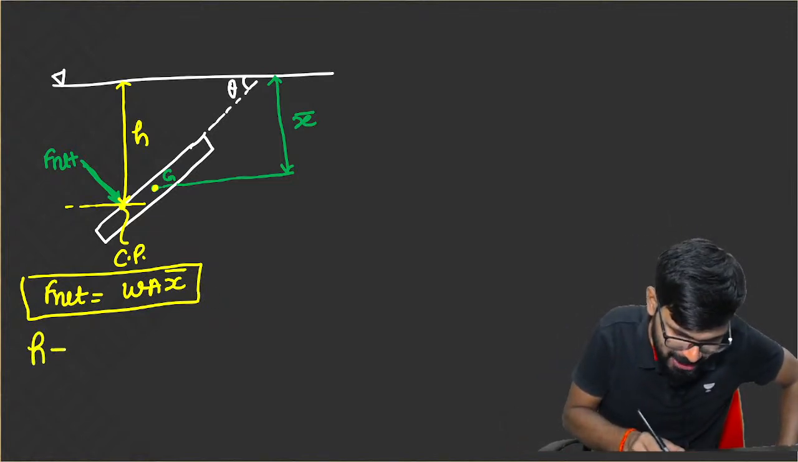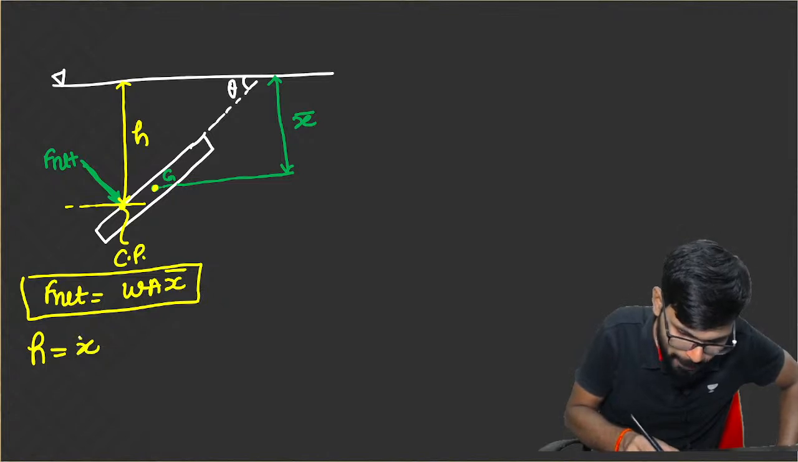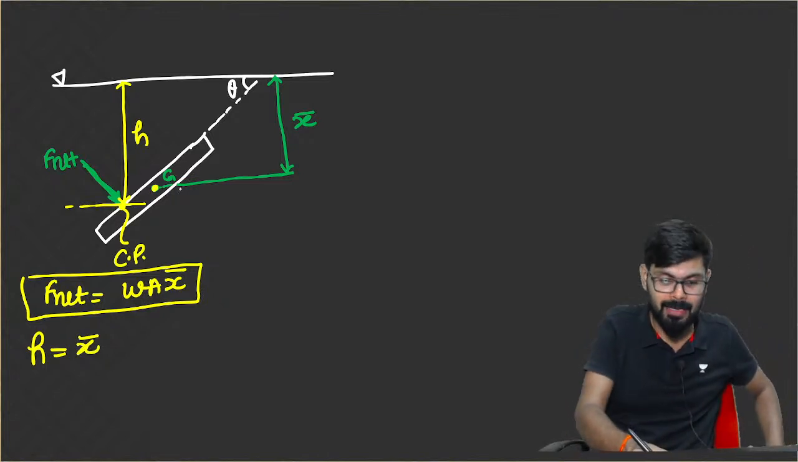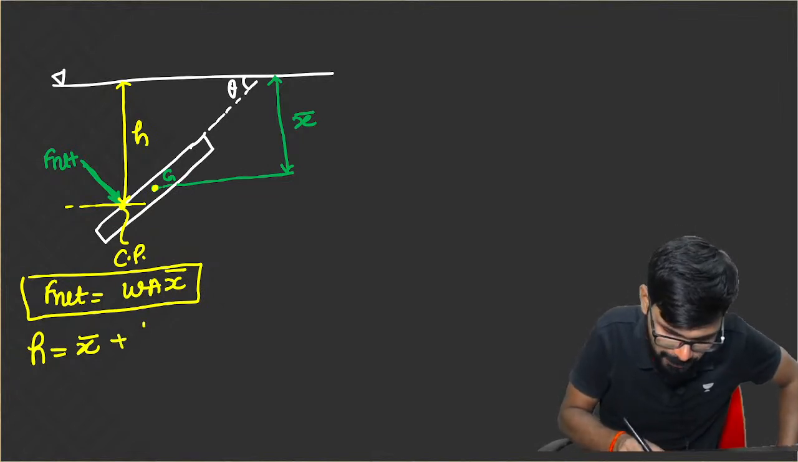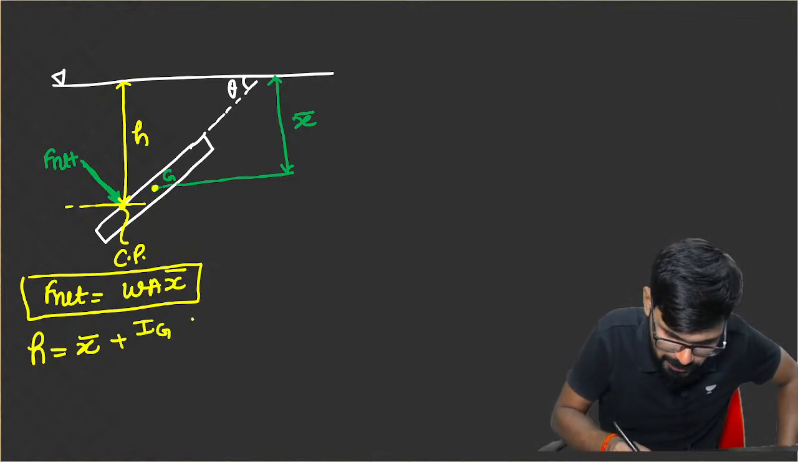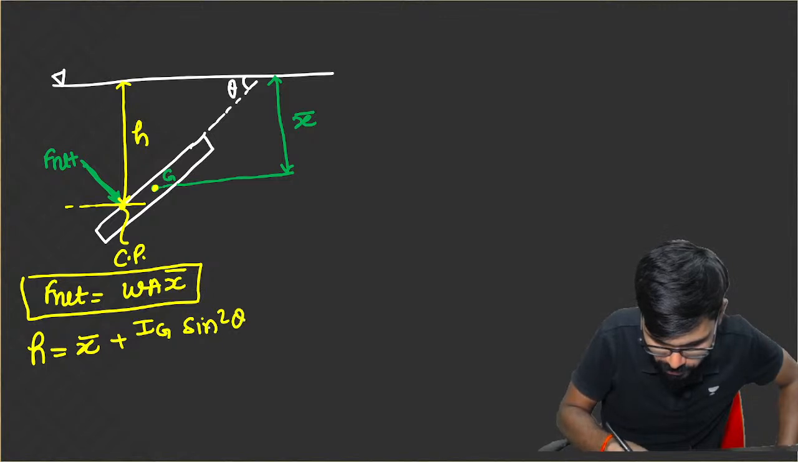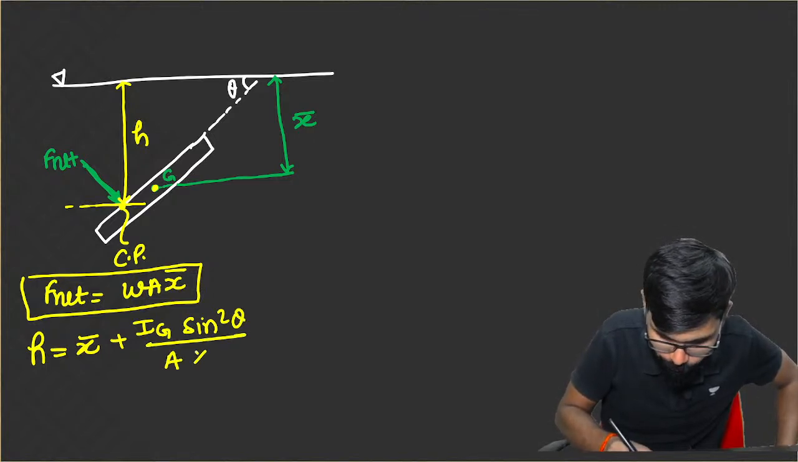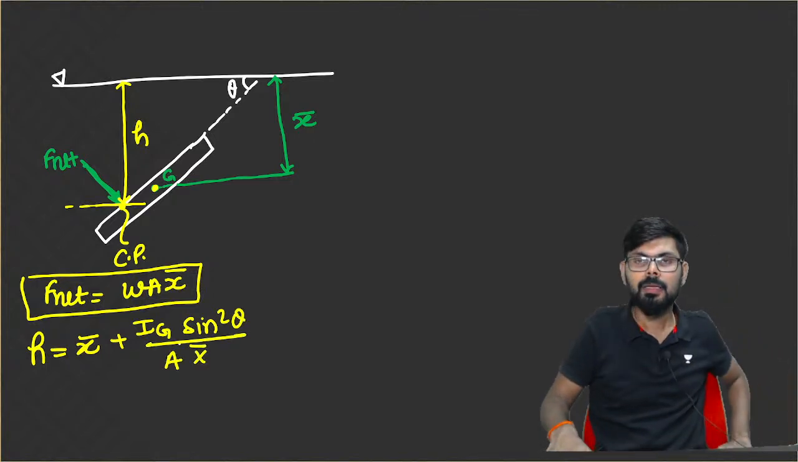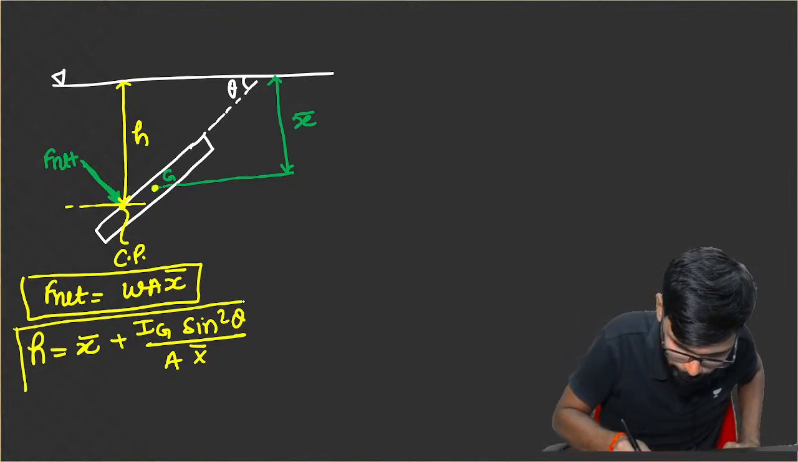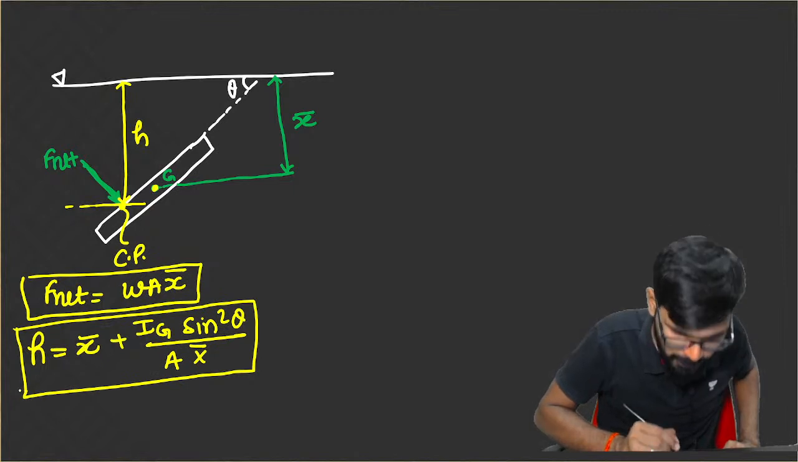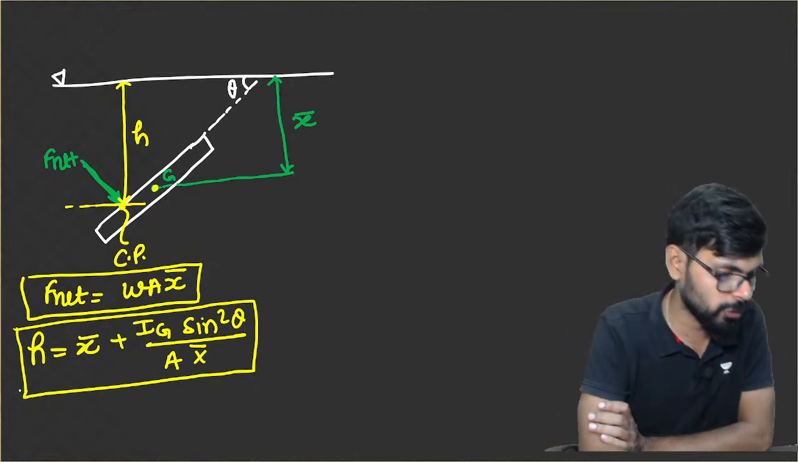So that is F net, and where is it going to act? It is going to act at H, which is obviously more than X bar. Now this is X bar. Obviously it is going to be more than X bar. So X bar plus Ig sine square theta by A X bar. Clear? So this is the center of pressure. Only this thing you have to remember. Clear? Any confusion up to here, किसी को confusion है तो बोल दो.